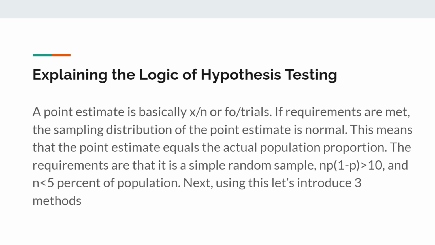If the requirements are met, the sampling distribution of the point estimate is normal. The requirements are just the central limit theorem again, or it being a simple random sample, because the central limit theorem kicks in when it's not a simple random sample. That's kind of like the law of large numbers in terms of proportions, but in terms of population means or sample means, the central limit theorem helps balance out extremes.